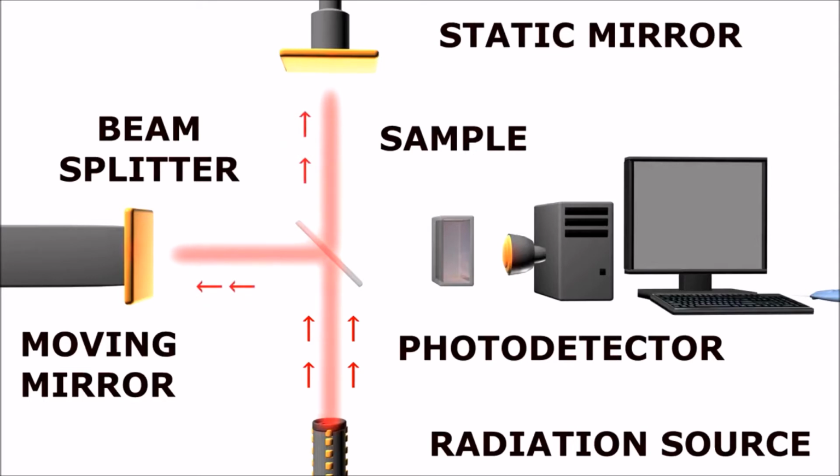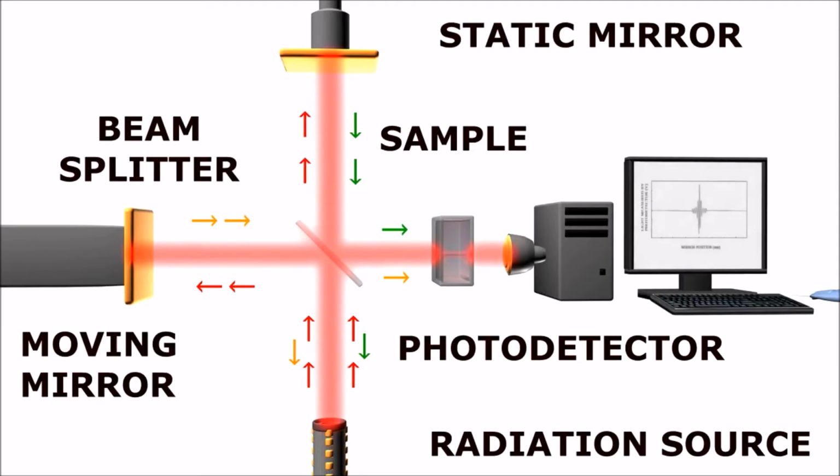These two beams then reach the mirrors, where they are reflected back towards the splitter. At the splitter, both beams are split again, causing a part of the radiation reflected from the fixed and moving mirrors to recombine and go through the sample into the detector. The other part of the radiation that was reflected by the mirrors, however, goes back to the radiation source.